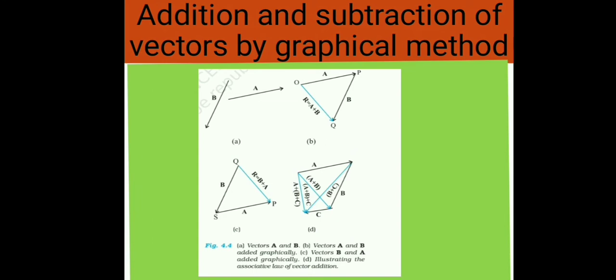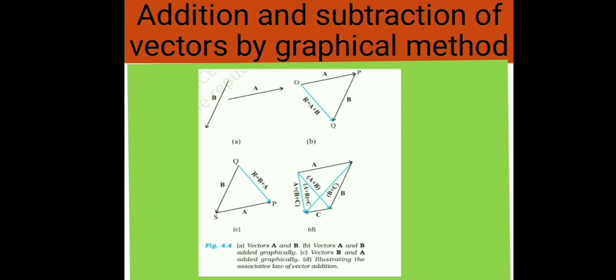Now come to the diagram. There are two vectors, a vector and b vector, and we want to find the resultant of these two vectors, denoted by the r vector, which must be equal to a vector plus b vector. What we will do is place the tail of b vector on the head of a vector, as shown in the diagram, and join OQ. That OQ will be the resultant of these two vectors, that is a vector plus b vector.